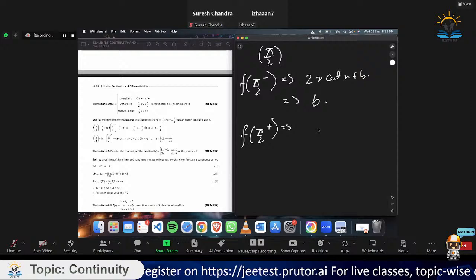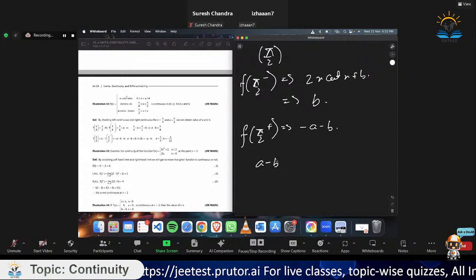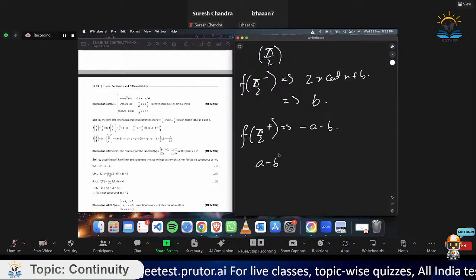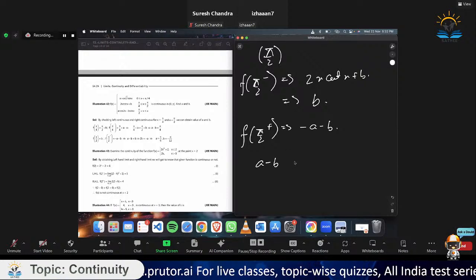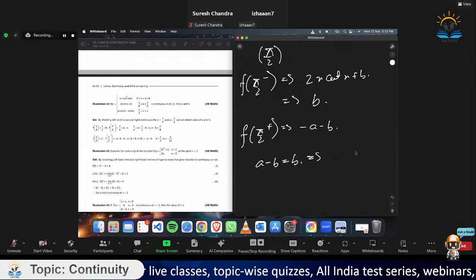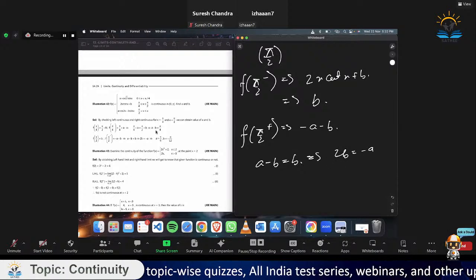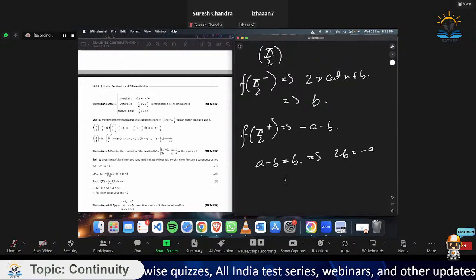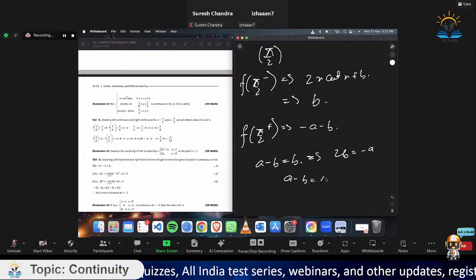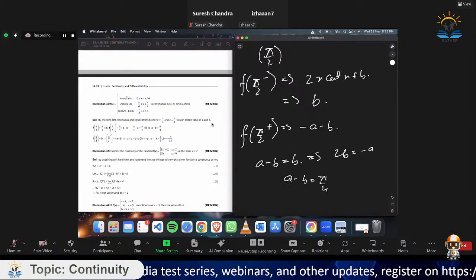So it will just leave me with minus a minus b. So a minus b is equal to b. This is the equation that I get, and 2b should be equal to minus a. And from here, we have two equations, right? One equation was a minus b is equal to pi by 4, and then I'll have this. So this is the answer.